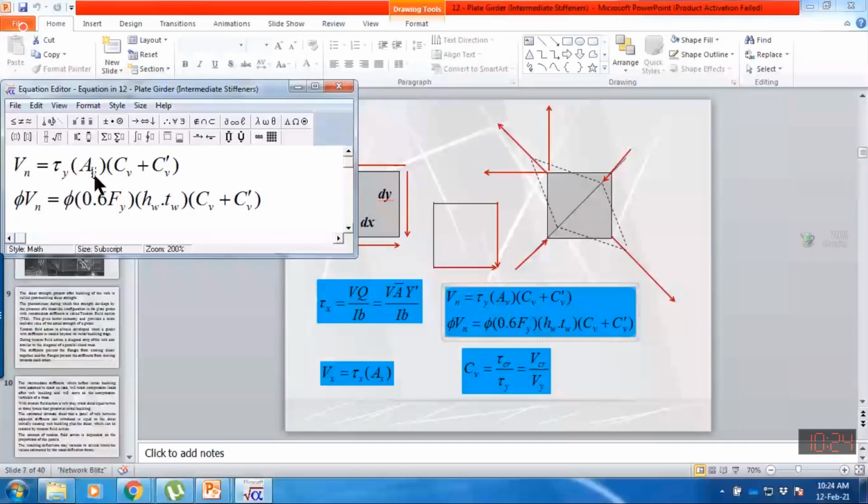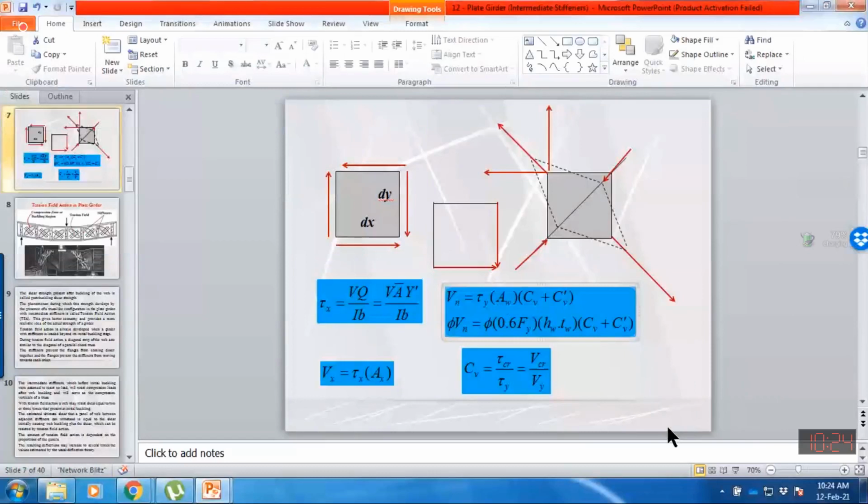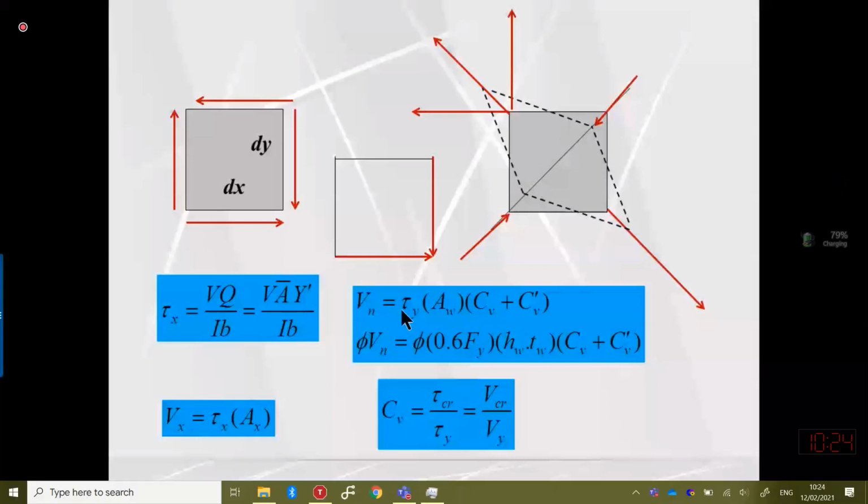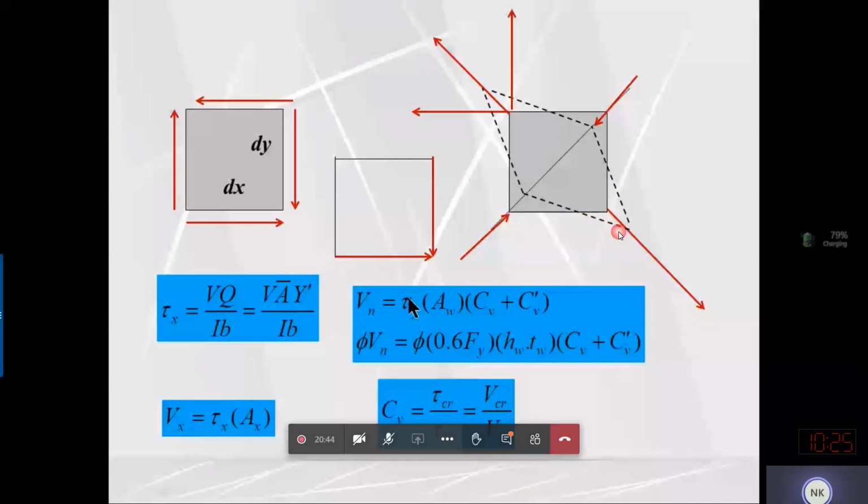Actually we know that the web is slender, meaning that the slenderness ratio of the web is more than the lambda r value of the web. It means that our web will never fail due to yielding of the web. So the web will never fail due to shear yielding. Rather, the web will buckle at a value much less than tau y, or much less than fy.